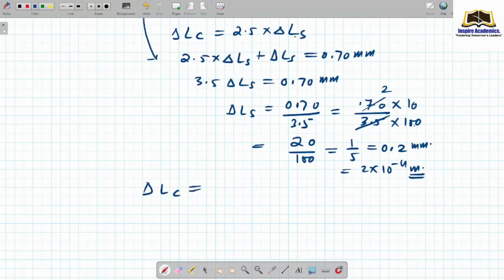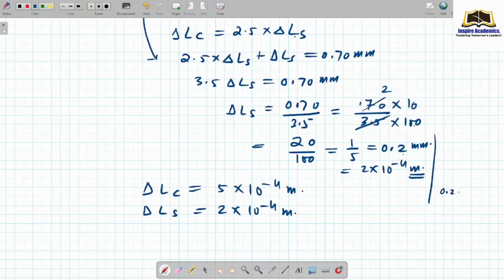सो 0.5. सो दूसरे वाला हो जाएगा आपका 5 टाइम्स 10 to the power -4 meter. So these are your values. Okay. So ये 10 to the power -4 क्यों है? 10 to the power -3 होगा. 0.2 है ना? Into 10. 0.2 into 10 to the power -3 meter.